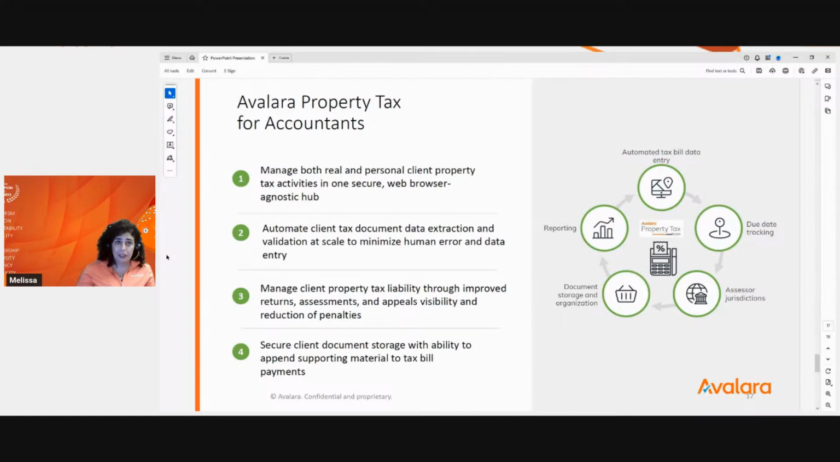And again, lots of time and cost savings in not having to worry about the forms or any of the other jurisdictional data research, and knowing that it's all just right there in the application at your fingertips, along with the document extraction and all of the other automations that you have throughout the systems.